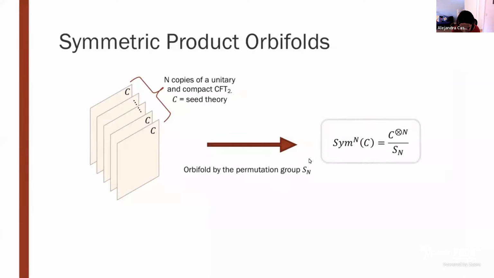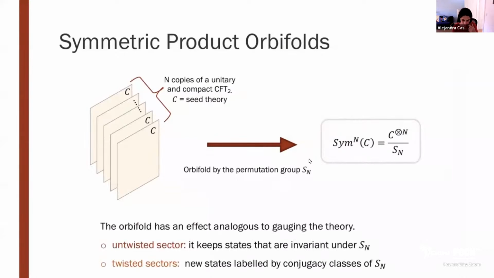Now, one of the basic features that comes out of this is that orbifolding in this context is very similar to gauging, roughly speaking. So at the basic level of what shows up in a symmetric product orbifold, there's 2 types of states. There's an untwisted sector, so basically states that are invariant under the permutation. And then you also have twisted sectors that are basically labeled by conjugacy classes of this permutation group. Okay. So for now, this is all that you need to know for symmetric product orbifolds in terms of its basic definition.